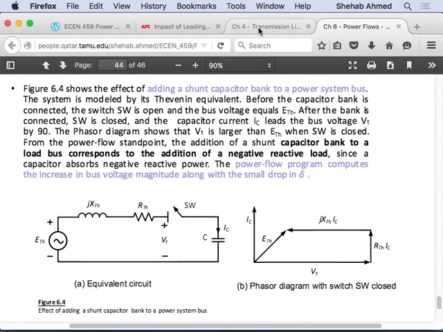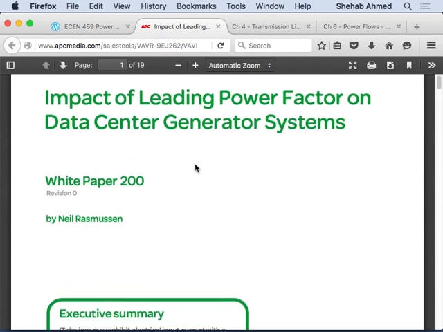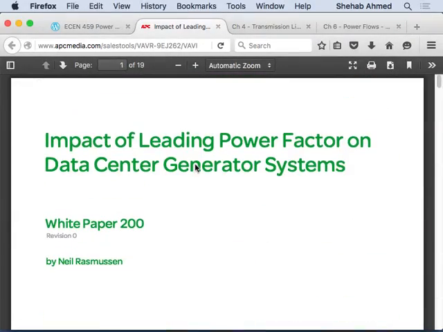And I added some links at the bottom talking about that. This specifically happens when you have IT systems, when you're feeding a data center. This is a very nice report. Go through it. It talks about data centers.